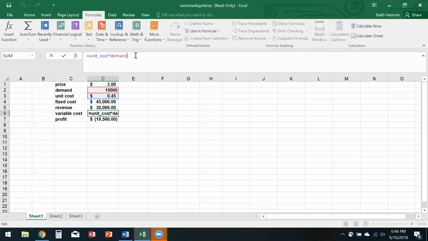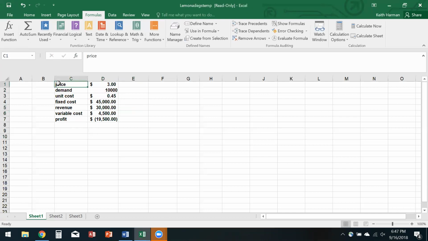So if they sell 10, they have a unit cost of, I guess it's 45 cents. And the demand is 10,000, then the variable cost is 4,500. Follow?